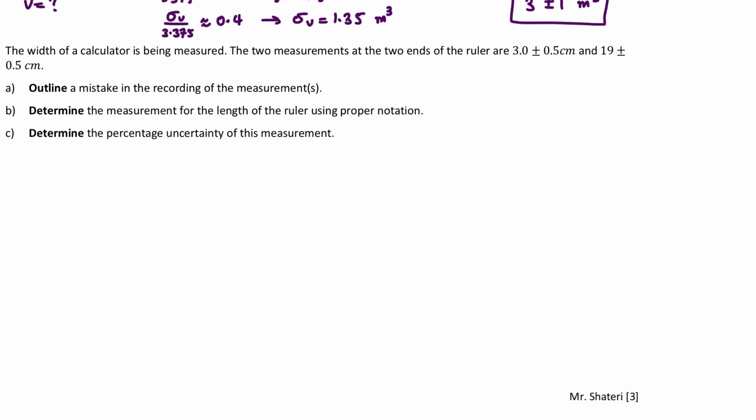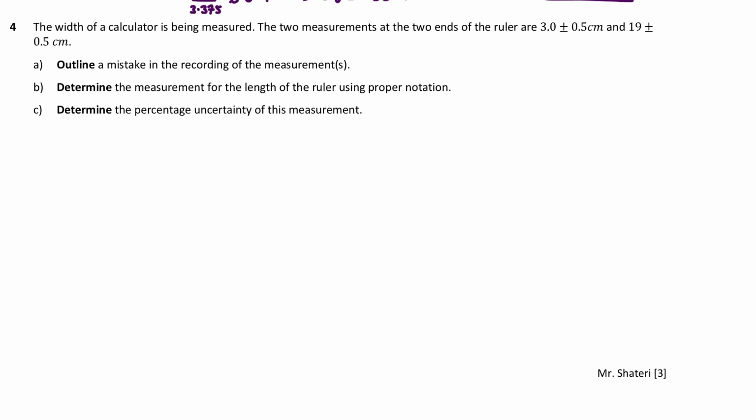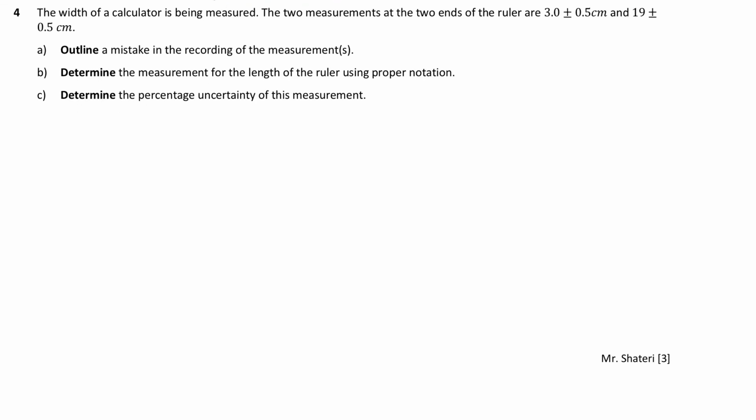Alright, finally, the width of a calculator is being measured. 2 measurements at the 2 ends of a ruler are 3 plus or minus 0.5 and 19 plus or minus 0.5 centimeters. Outline a mistake in the recording of the measurement or measurements. So in this case, let's check for everything.